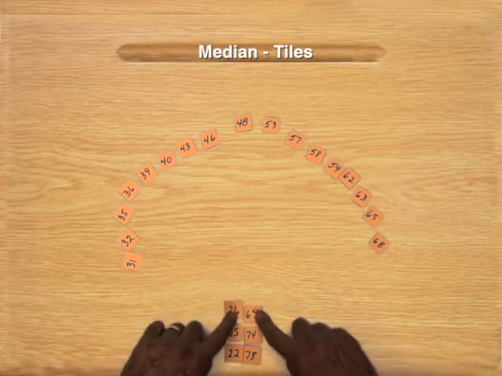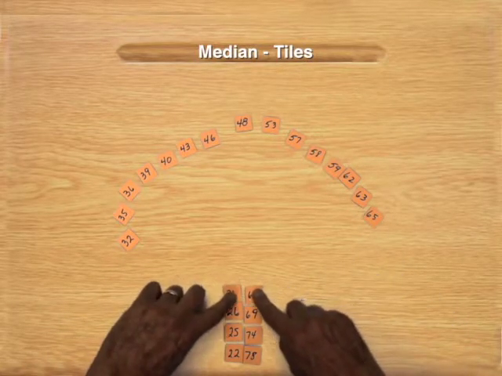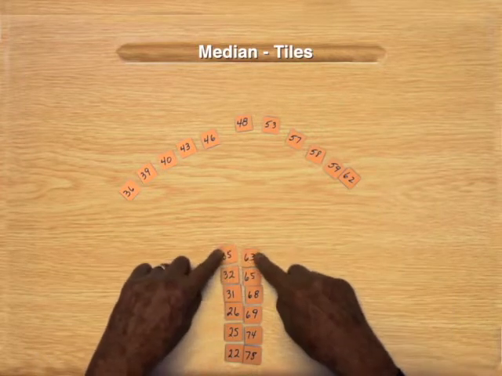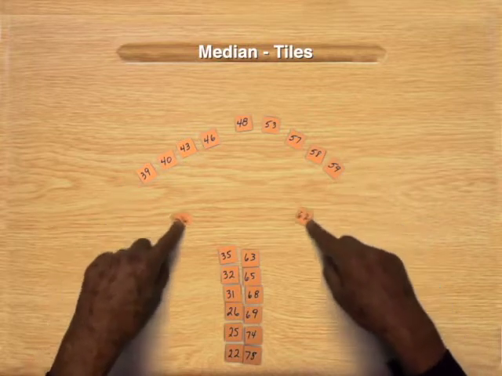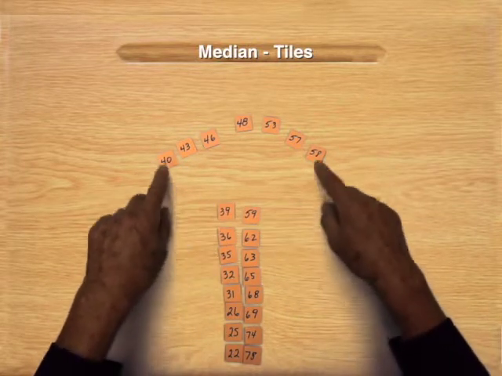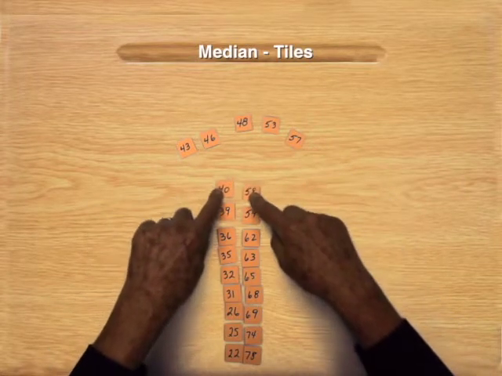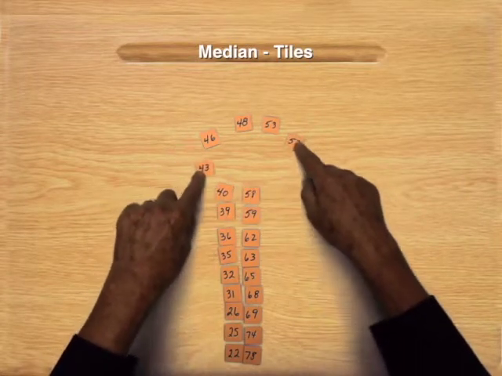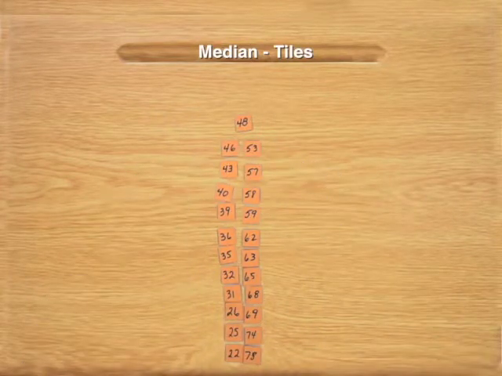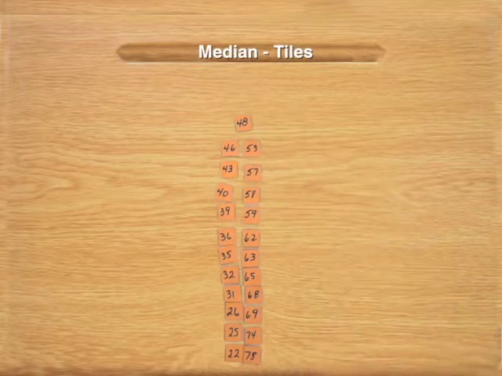So we have 26 and 69, 31 and 68, 32 and 65, 35 and 63. We have these two. Here's a lowest, here's a highest. Here's a lowest, here's a highest right now. Here's a lowest, here's a highest. Here's a lowest, here's a highest. So now we've paired them off and we find out that 48 is left. That means 48 is in the middle.